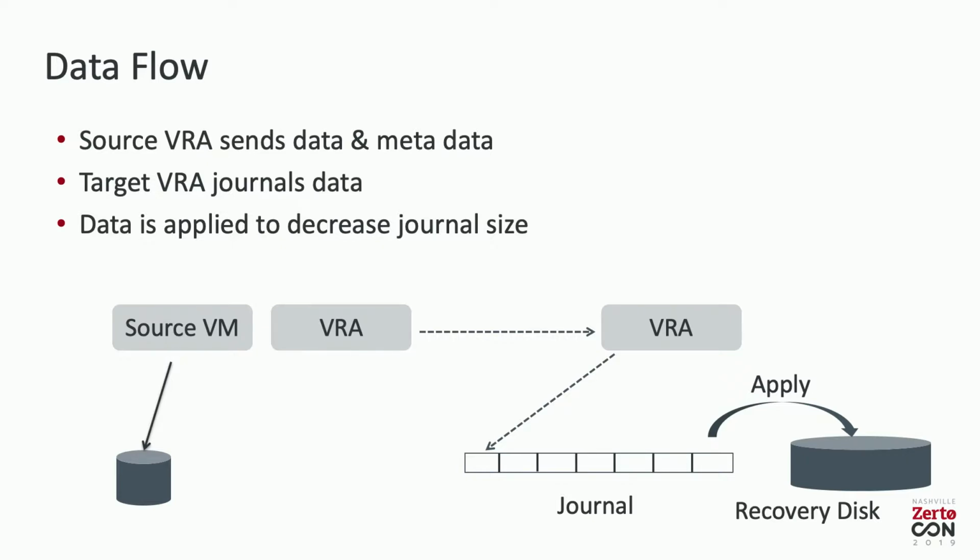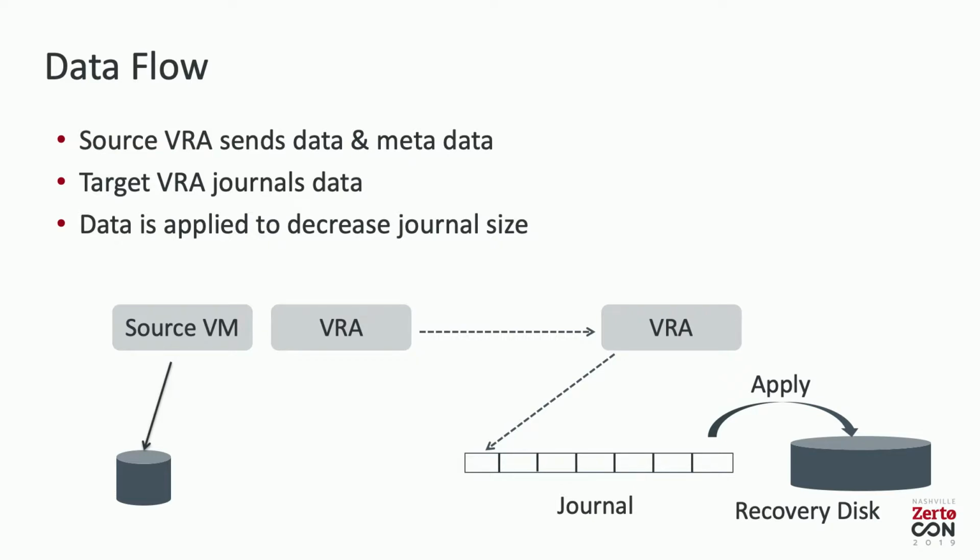Okay, now basic data flow. Like I said, there is a source VM, writing data to a source disk. Source VRA captures the data, sends it over to the target VRA. Now the journaling starts. Every protected disk, not protected VM, is allocated a queue, a first in, first out queue. We like to call it the primary queue from that journal.